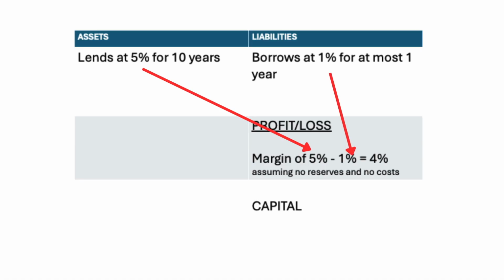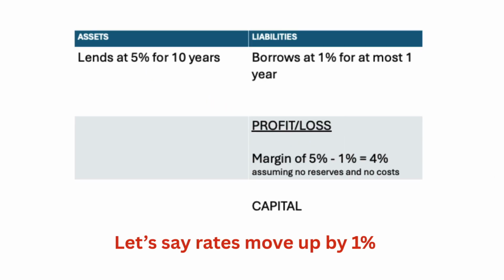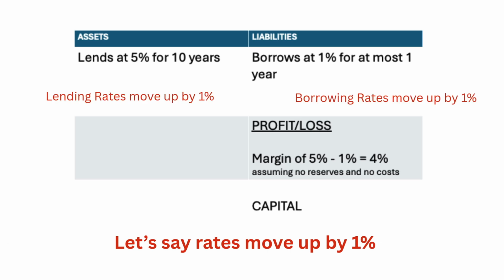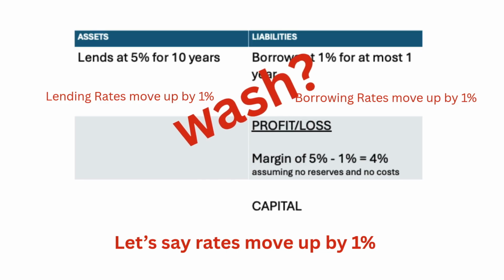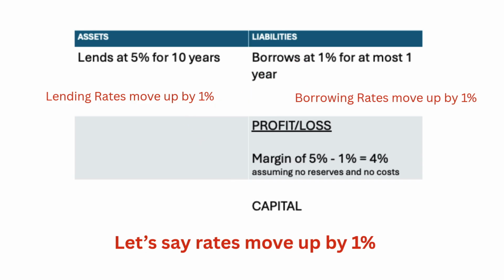Now imagine that interest rates move up by 1% across the board and across both assets and liabilities. One might say that there are no risks here because assets and liabilities are affected evenly, like lending rates increase by 1% and borrowing rates also rise by 1%. So it might be all a wash, right? Well, people are tempted to think that there might be no changes at all because the net margin is still the same. 6% minus 2% equals 4%, right?